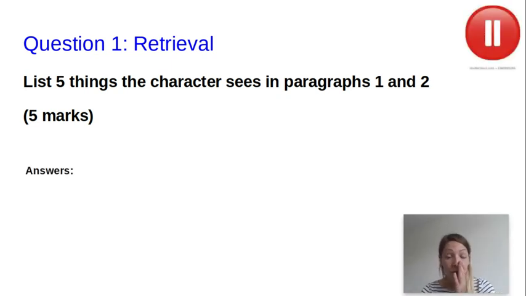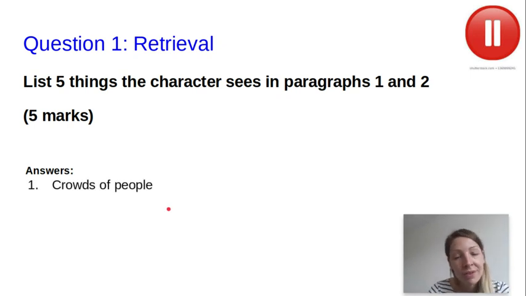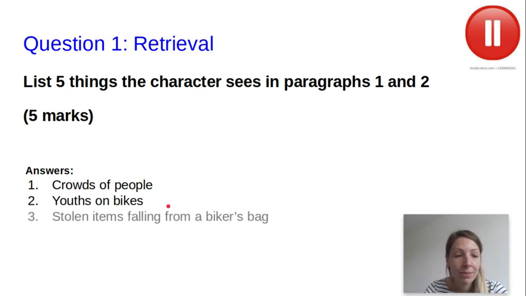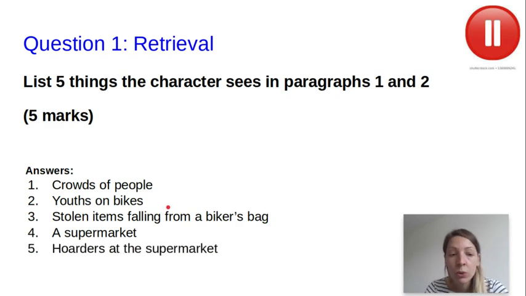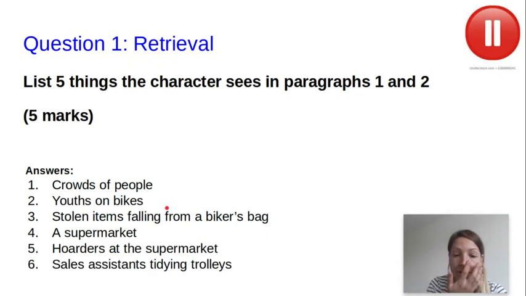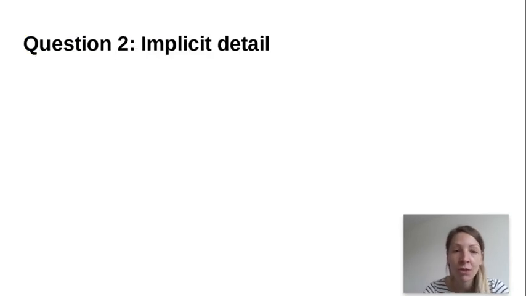Okay, let's go through some answers, guys. So you can mark your own work here and see how many marks you would get out of 5. You could have said crowds of people, the youths on bikes, stolen items falling from a biker's bag, a supermarket, hoarders at the supermarket, and finally, sales assistants tidying the trolleys away. So there are about 6 different options there. So give yourself a mark out of 5, please. Okay, well done, everyone. Let's move on.